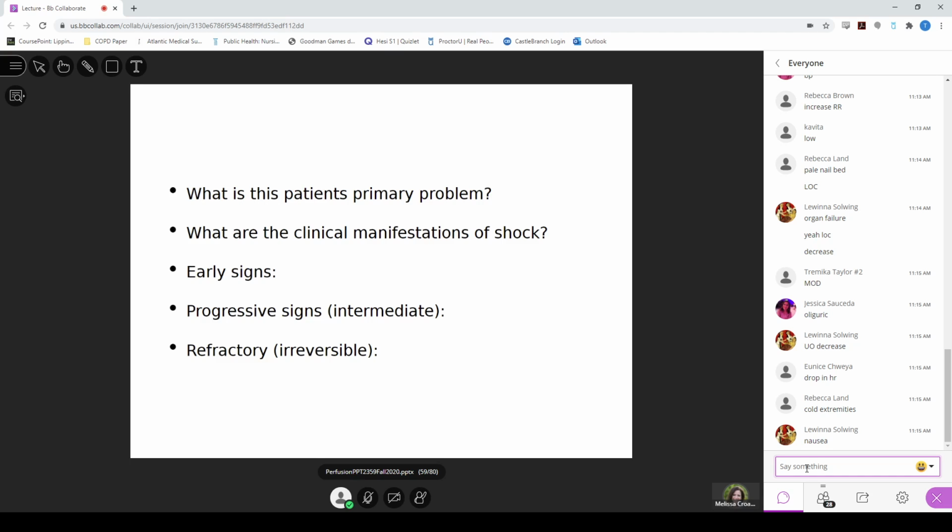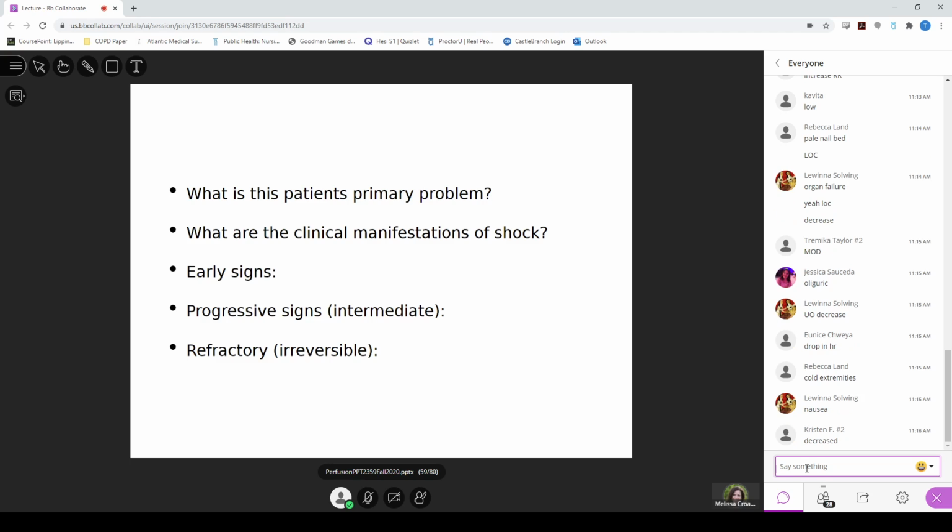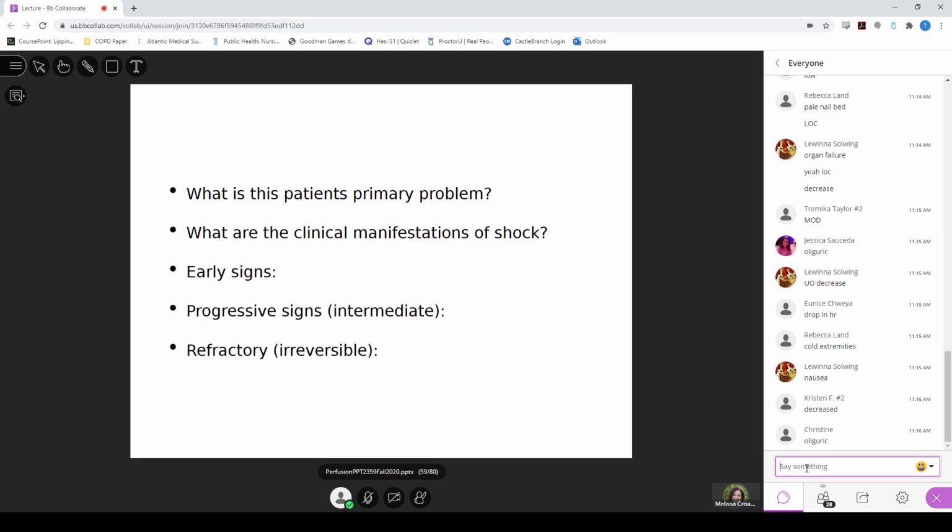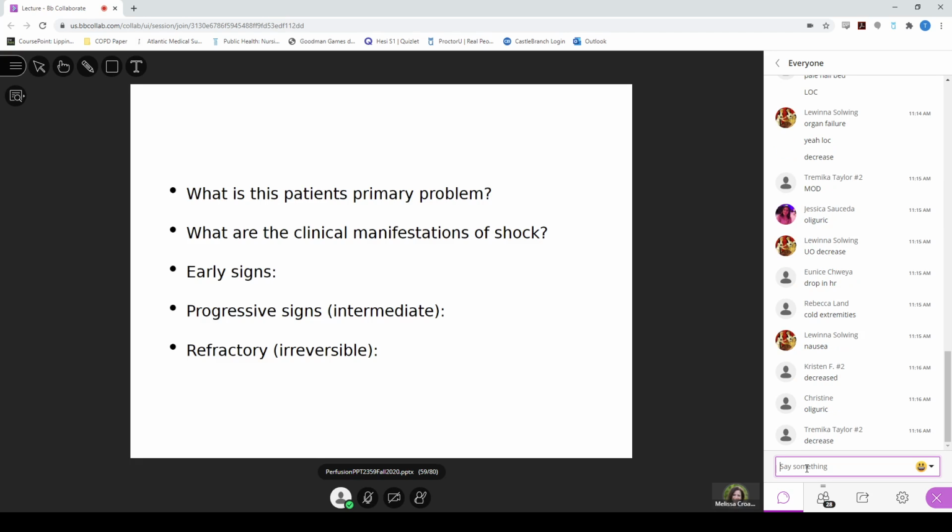Their skin is cold and moist. What starts happening with your urine? Decrease, that's right. And then after that, they go into this refractory stage, and it really is irreversible. And this is when the organ damage starts.